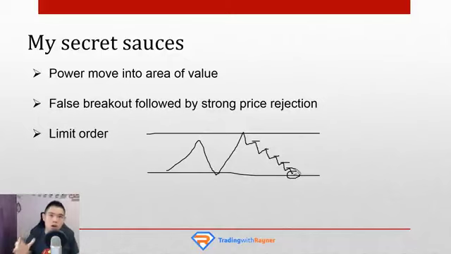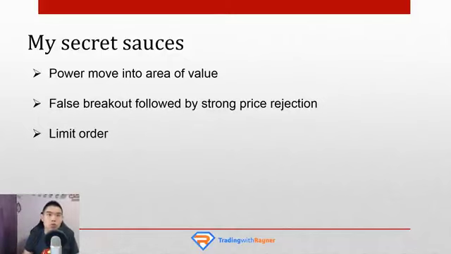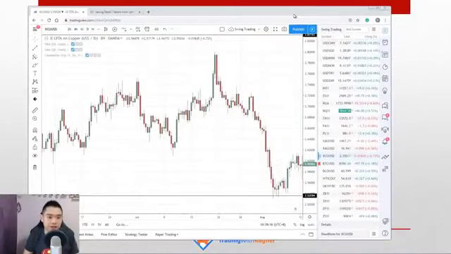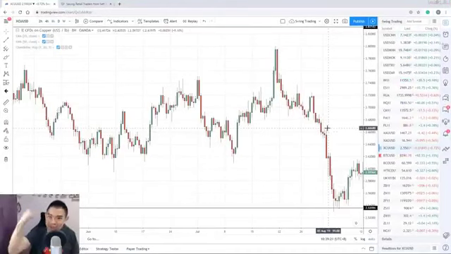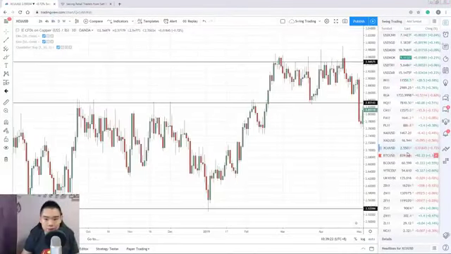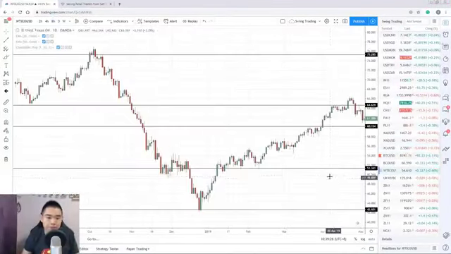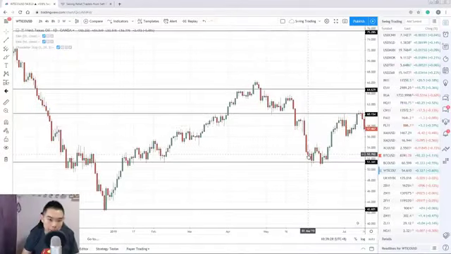I only look for a strong power move. So in case you do not know what a strong power move is, just a quick recap. Look at this: strong power move into a level. And let's see, we'll talk about the crude oil one as well. Again, strong power move into a level.